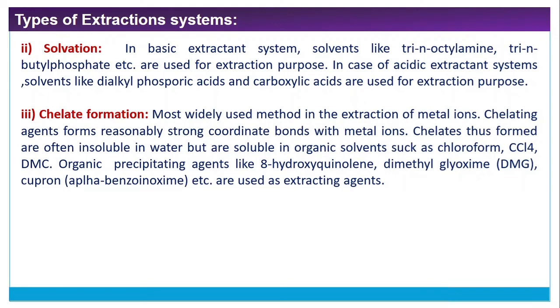Third is the chelate formation. Chelate formation is a widely used method for the extraction of metal ions. A chelating agent forms reasonably strong coordinate bonds with the metal ions. As we know, a chelate is a cyclic complex compound. So organic compounds are used for the chelation of these metal ions.